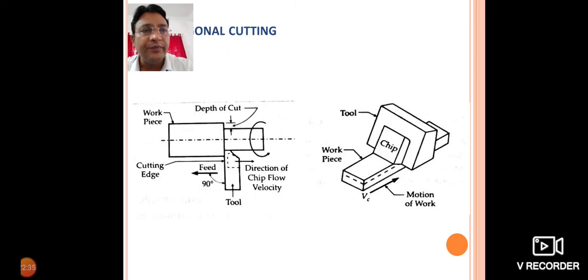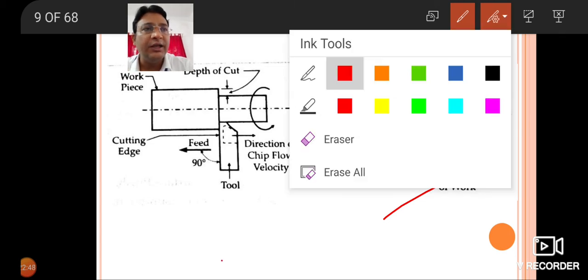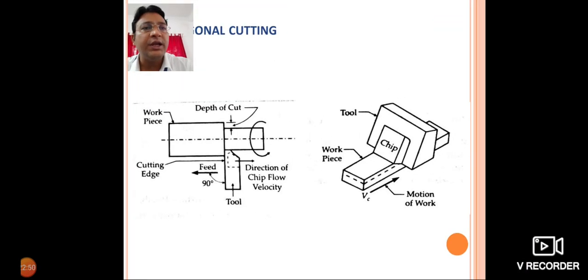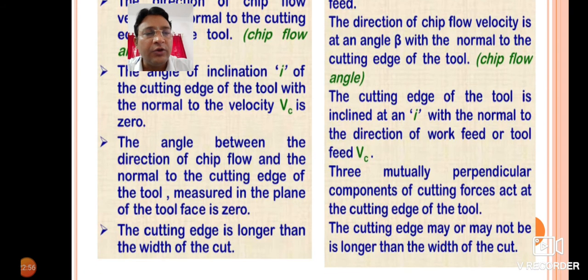Here you can see this is only the velocity and this is only the normal. So there is no inclination of the tool. It is at 0 angle, which means it is exactly perpendicular. There is no inclination of the angle. The angle of inclination I of the cutting edge of the tool with the normal to the velocity, not to the velocity but to the normal to the velocity, is 0.